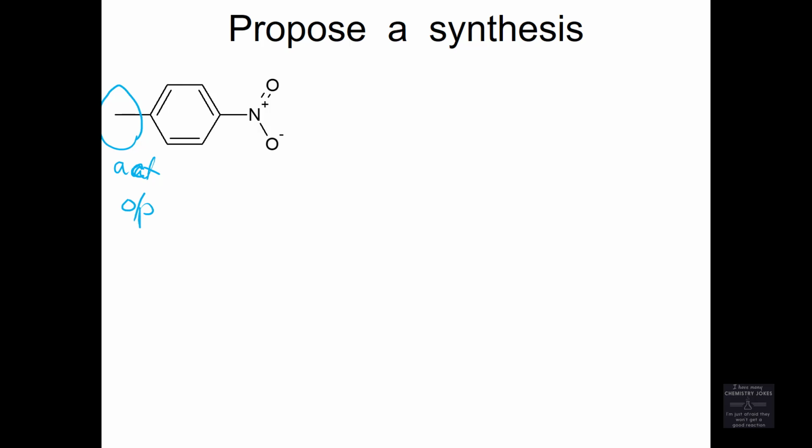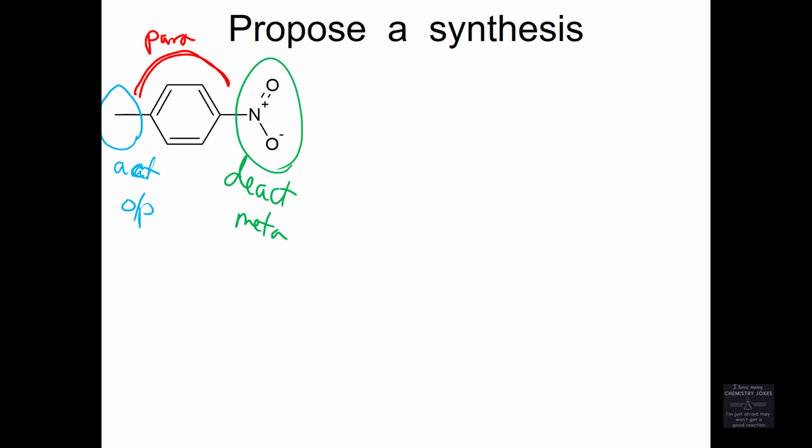Okay. Is this group an activator or deactivator? It's a deactivator because it has a legit positive on that benzylic spot. It's a meta-director. And what's the relationship between these two groups? They are para. That means put the para-director on first. Okay, I can do that.